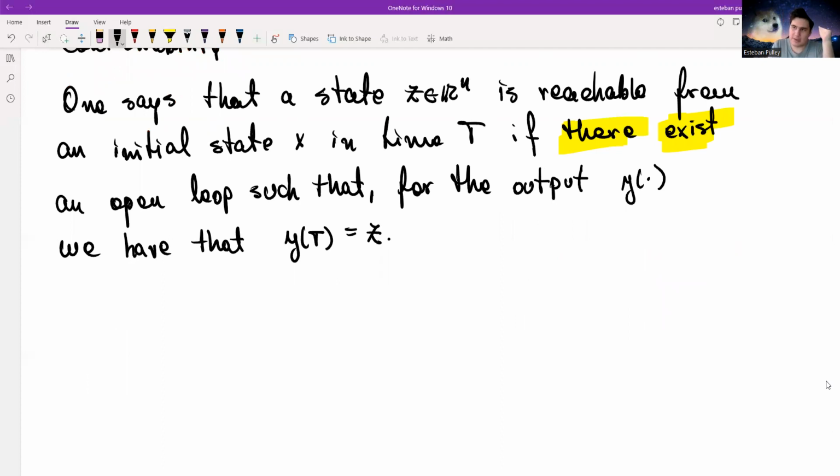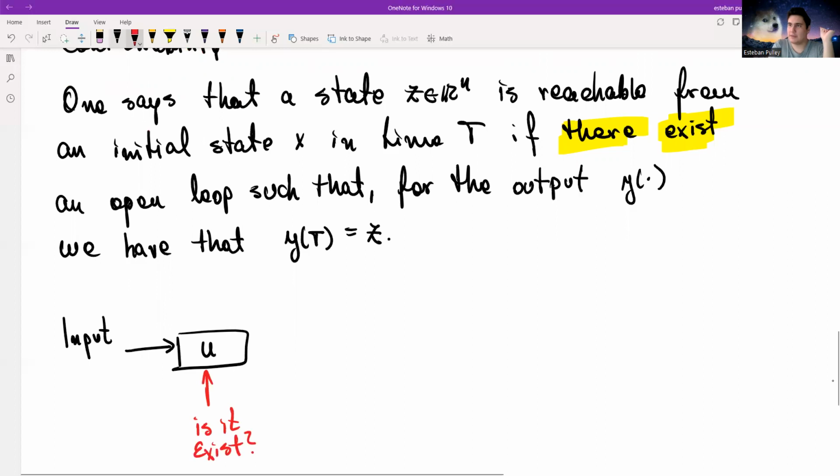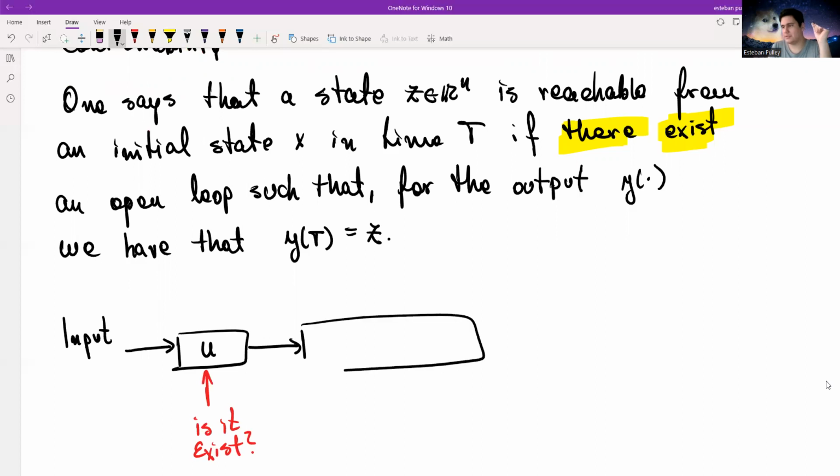So graphically, how can we represent this? We have again an input, then I assume that I have a control function. So the question is, does it exist? Well, if I assume that I have that function, then I have a process.